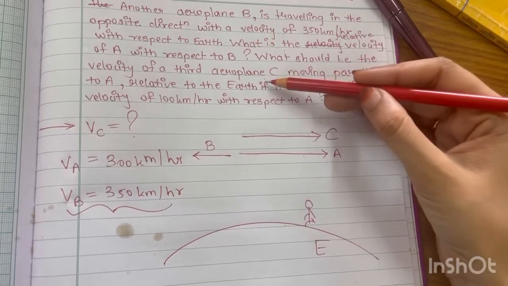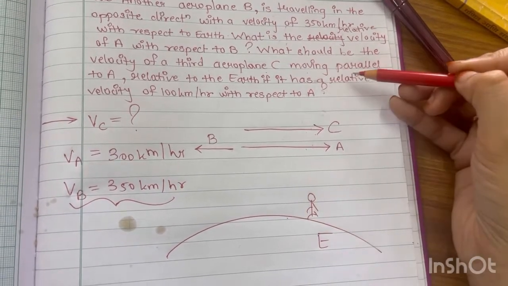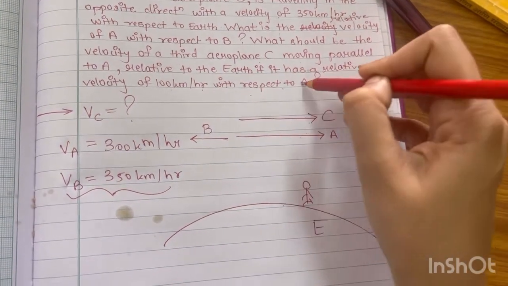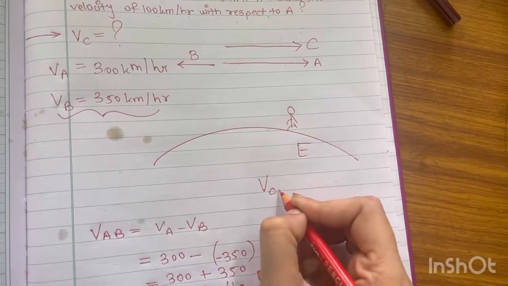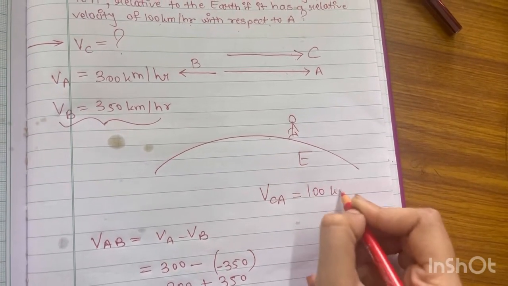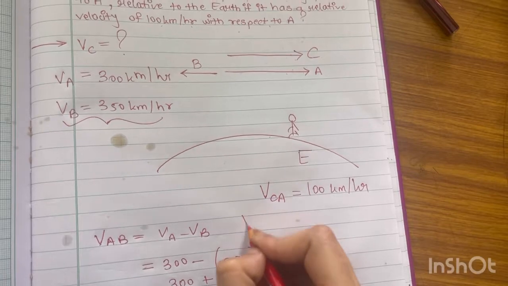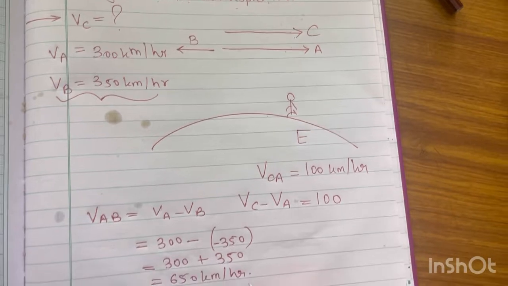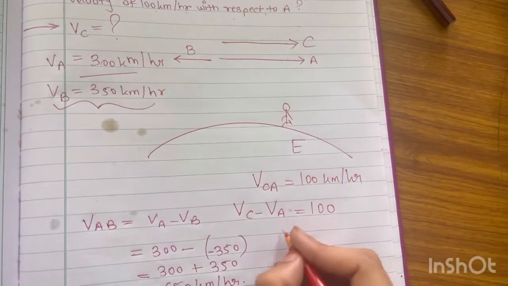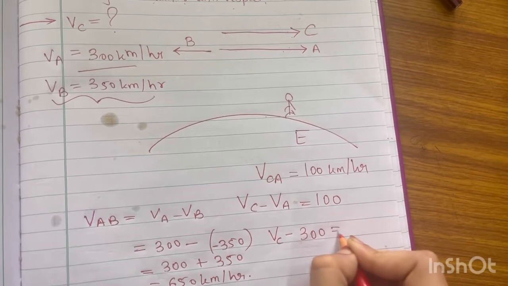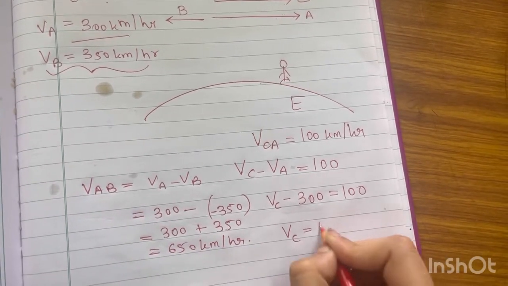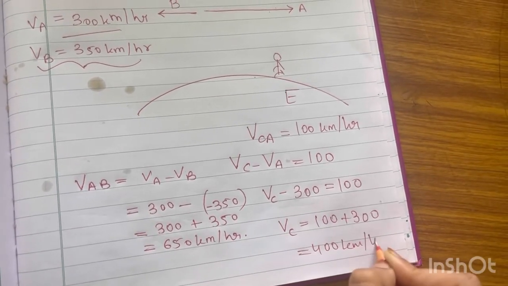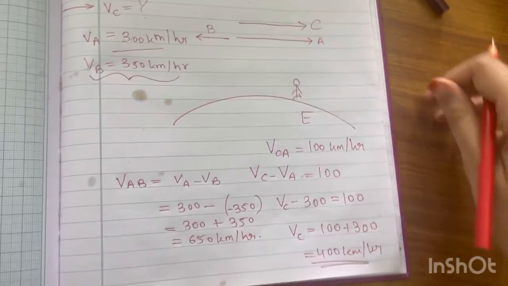Now, if aeroplane C has a relative velocity of 100 km per hour with respect to A, means the relative velocity of C with respect to A is 100 km per hour. So here we can write it as VC minus VA, which is 100 km per hour. We have VA, that is 300. So VC minus 300 is equal to 100. So VC is equal to 100 plus 300, which is 400 km per hour. So here the velocity of the third aeroplane is calculated.